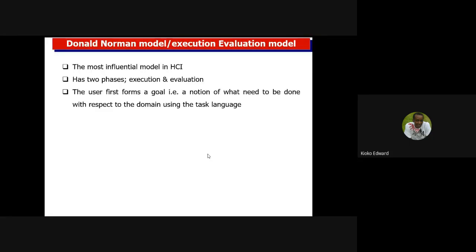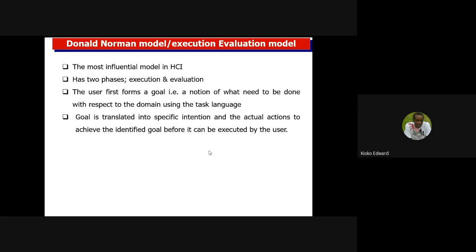So the first thing with the Donald Norman execution model, the user will just form a goal, or you have to form the state. What do you want to achieve? For example, this state could be you want to search for a certain item from a website. This goal is a notion of what needs to be done with respect to the task language. The task language will be that language which the user shall be using to communicate with or manipulate the system.